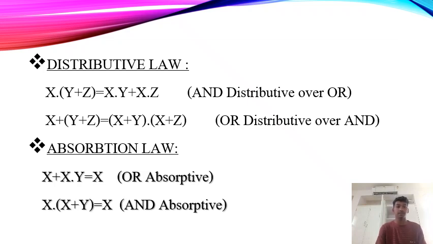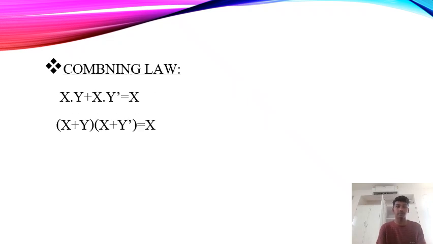Next one is the absorption law. Let us assume x is equal to 1, y is equal to 0. x plus x into y means 1 plus 1 into 0, which is 1 plus 0, equal to 1. Here this is called OR observative, where the OR gate is performing between these two inputs. And unobservative means 1 into (1 plus 0), where 1 into 1 is equal to 1. Here 1 means x. This is called unobservative.